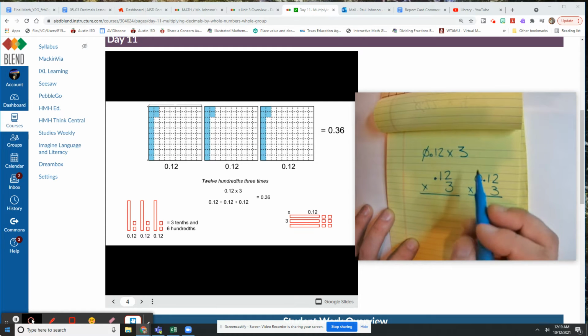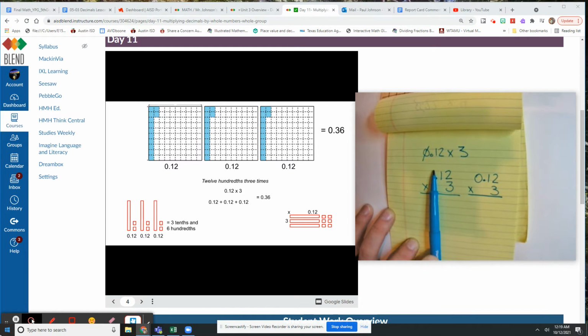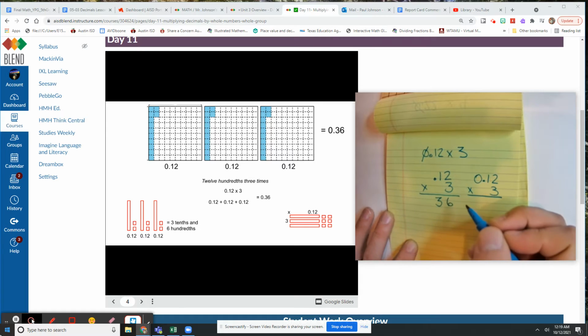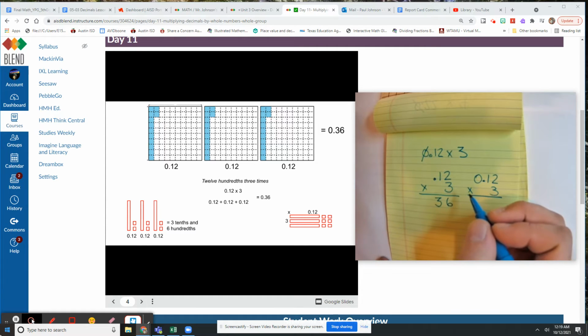So after that, you're just going to ignore the decimal point completely. Now it looks like a multiplication fact. 3 times 12. Even if you don't know the answer to that as a multiplication fact yet, then just do the math. 3 times 2 is 6. 3 times 1 is 3. All right, so 3 times 12 is 36.